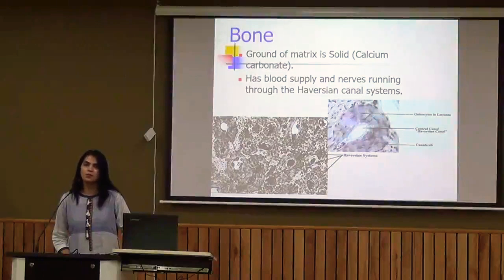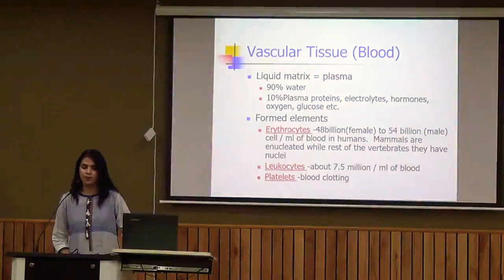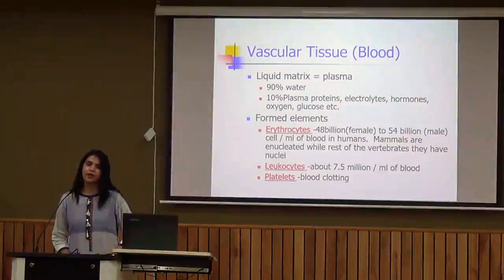It is present throughout the body. Now we are having the next connective tissue, that is blood. In case of blood, we are having a liquid matrix which is known as plasma, which consists of 90% water and 10% we are having protein, hormone, electrolyte, etc.